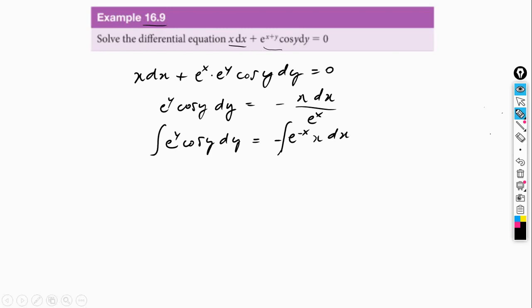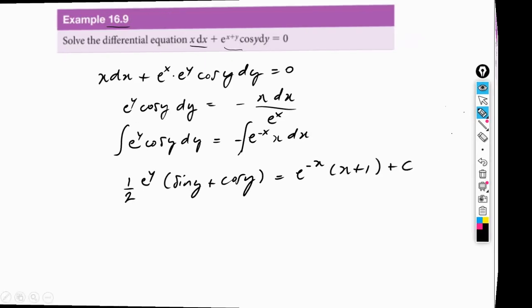And then you would get 1/2 e to the y times sine of y plus cosine of y is equal to e to the minus x times x plus 1 plus c.